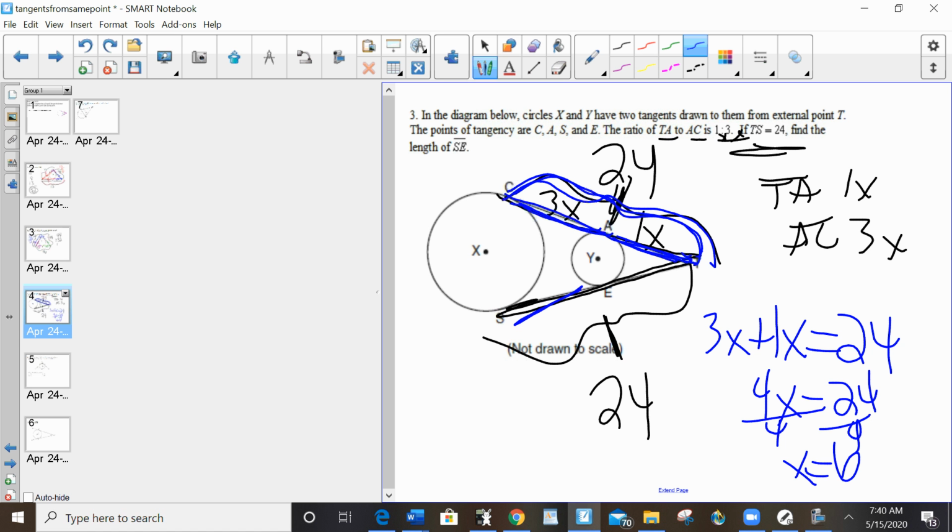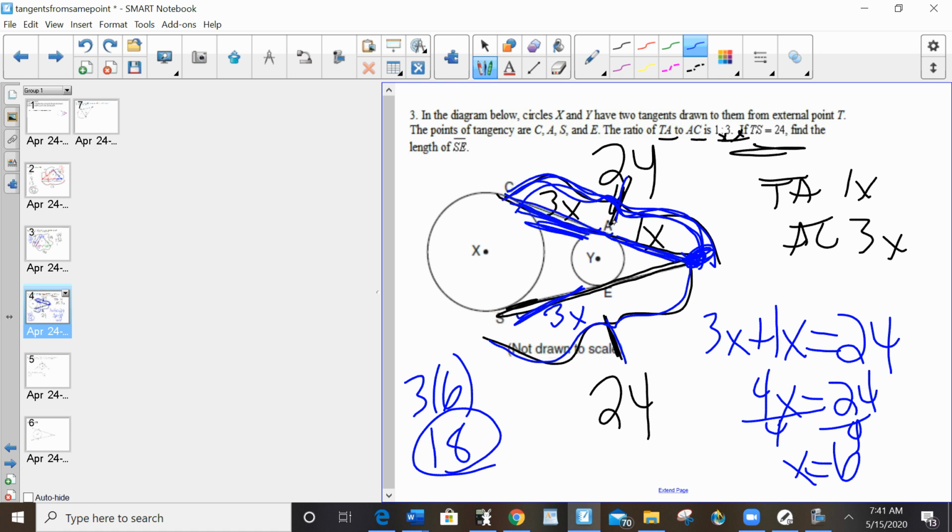It's asking for the length of SE. Well, SE is the same as CA, which is 3x. So 3 times 6 is 18. So this question was a little trickier just because of how it incorporated the rule, but the rule itself is pretty simple. Tangents drawn from the same point are congruent, so TC and TS are both tangents drawn from this exterior point, therefore they must be the same. If this one's 24, this one's 24.